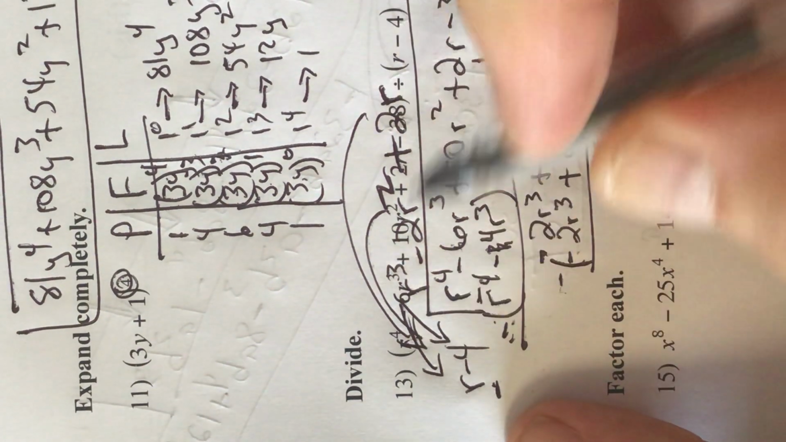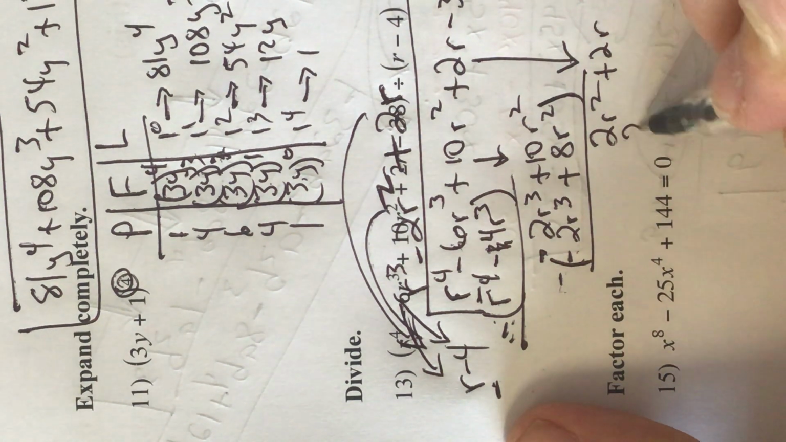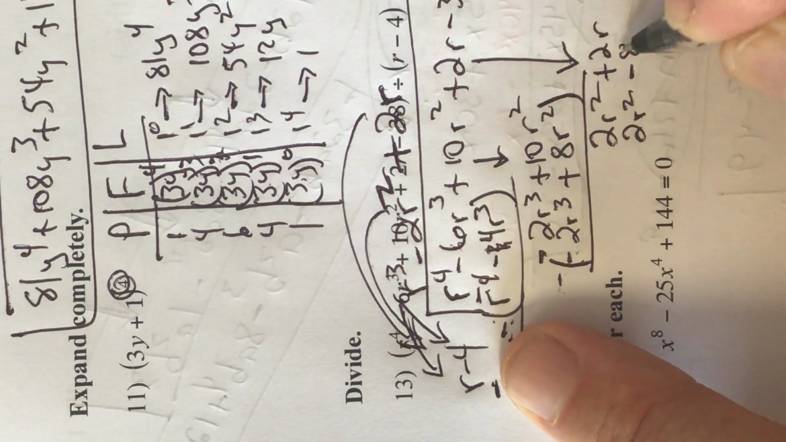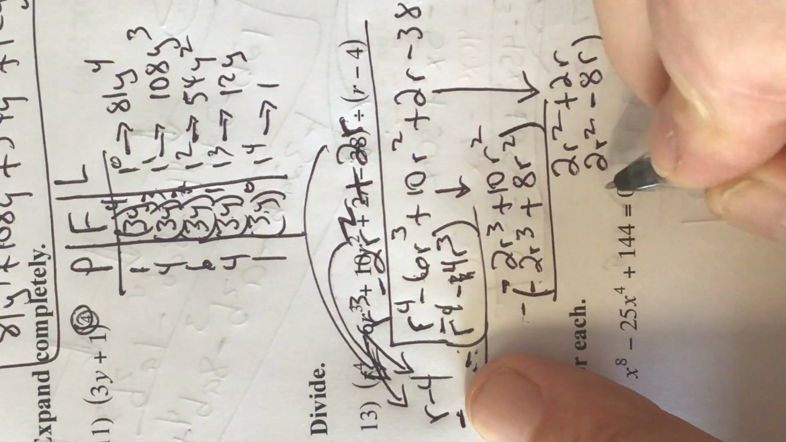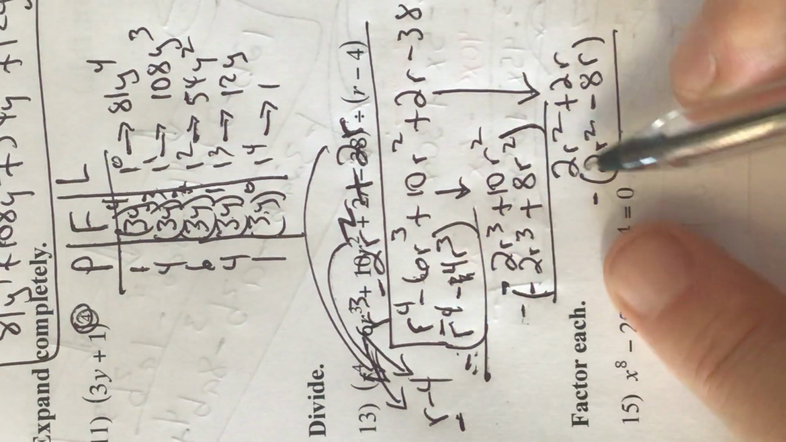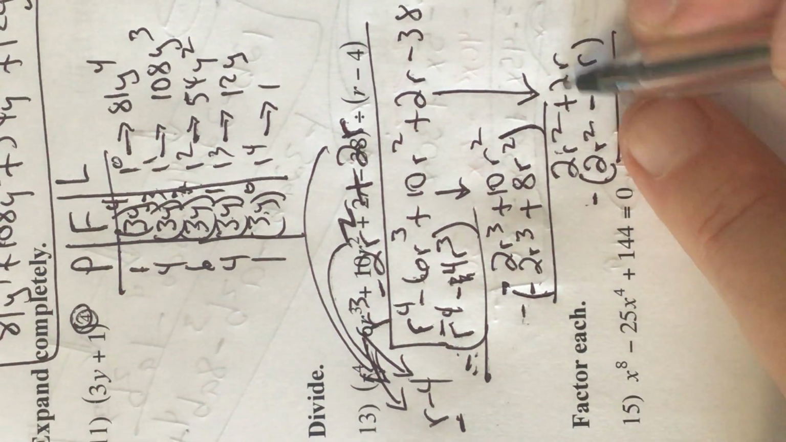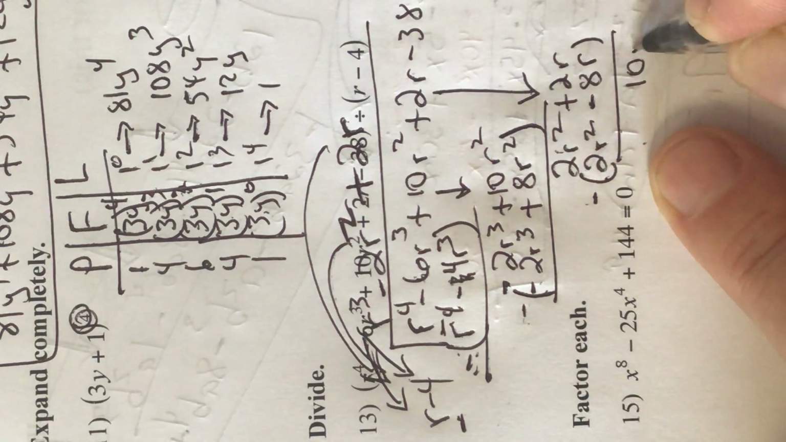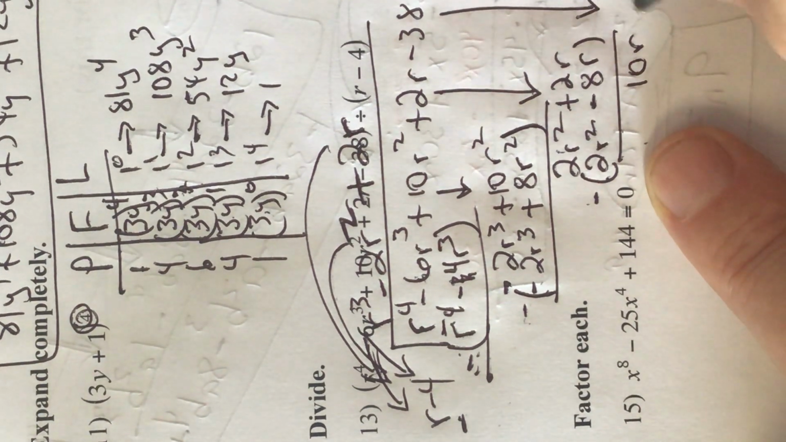So take that 2r. 2r times r is 2r squared. 2r times negative 4 is minus 8r. Package it and subtract it. 2 minus 2 is gone. 2 minus minus 8, so 2 plus 8 is 10r. And drop the last one, minus 38.